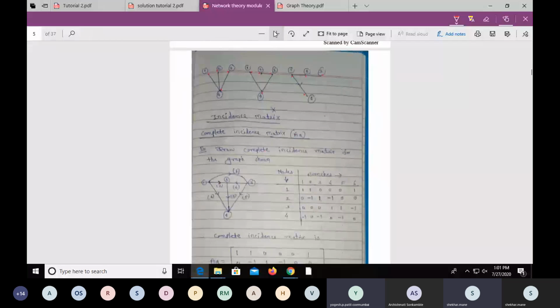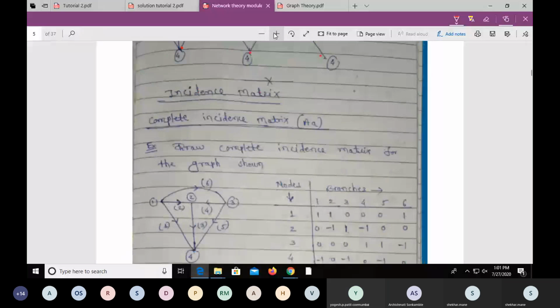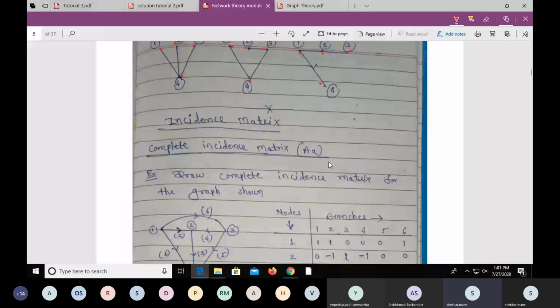Now next is a very important part, the incidence matrix.